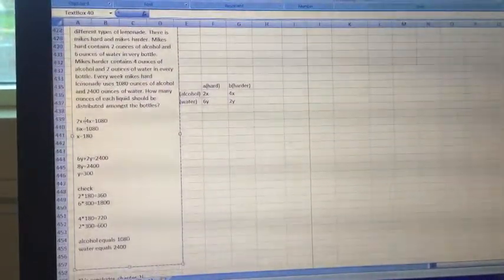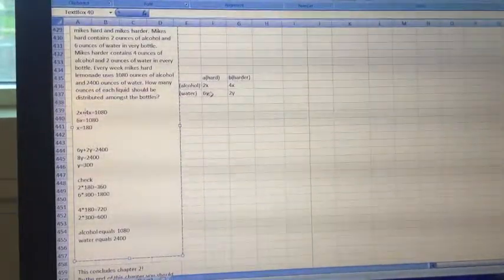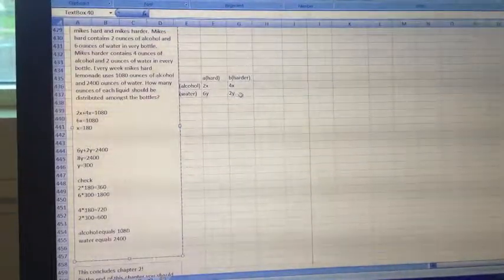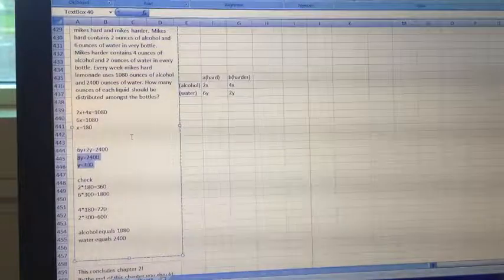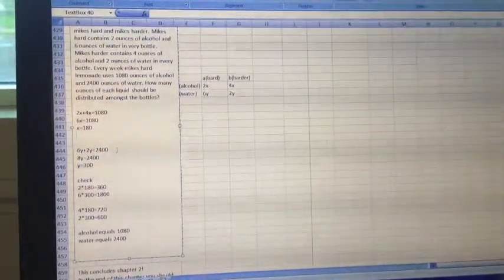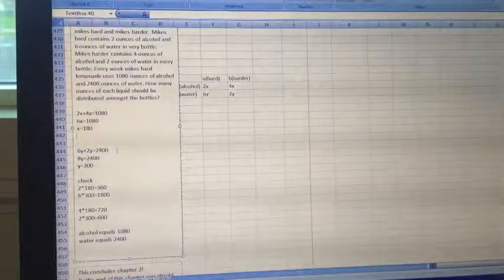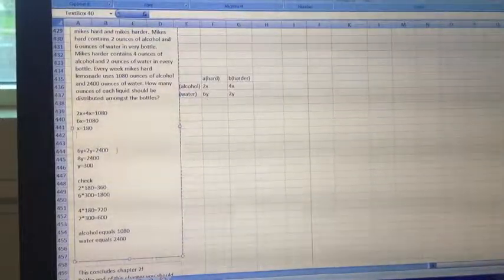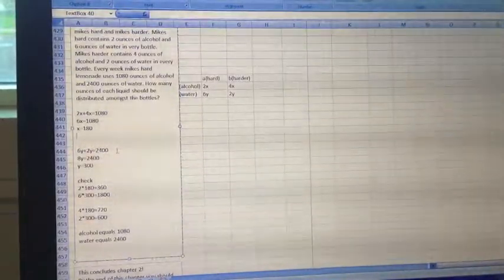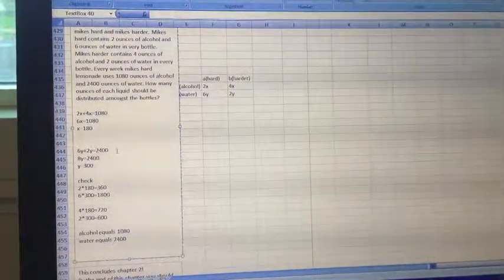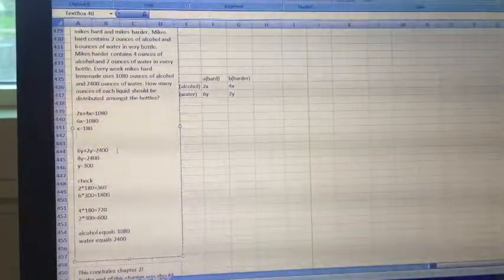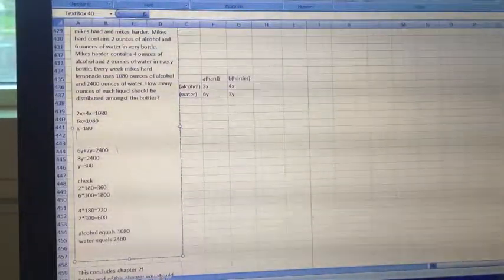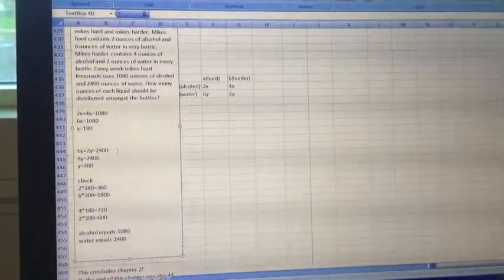Then we'll do it with water. We go down and take this number and this number, just as we did before, and we'll say 6y plus 2y equals, and now we're taking the number for water, 2,400 ounces of water. So 6y plus 2y equals 2,400, and then we add 6 and 2 together and get 8y. Solving for y, we find that y equals 300.